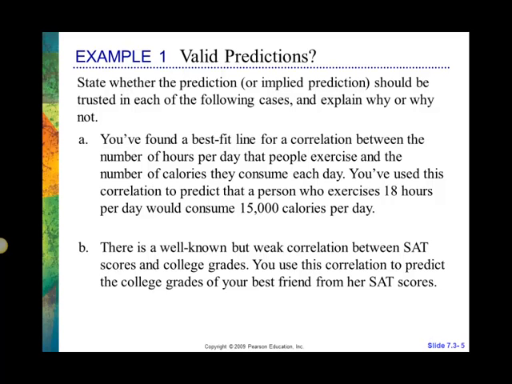The second one says there's a weak correlation between essay scores and college grades, and it's true. Can we use this to predict college grades based on SAT scores? Well, while we can, because there's a weak correlation, we shouldn't do it, because weak correlations tell us that there's not going to be a very good predictor. So this is also a reason to not do this.